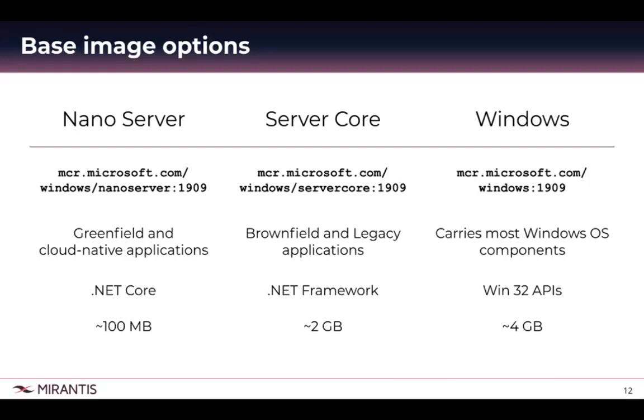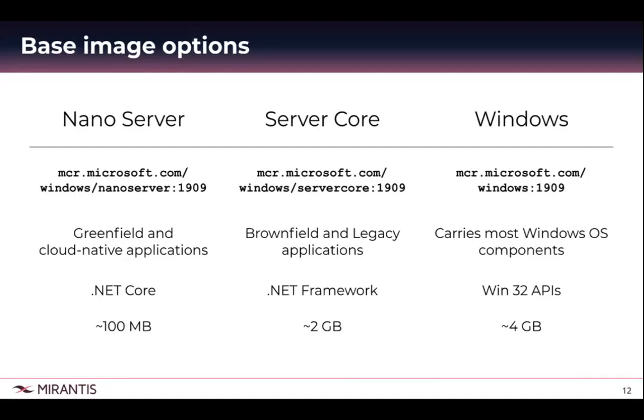We typically recommend sticking to whichever base image is going to result in the smallest container available. So while something may work in Windows as a base image, if it'll work in Server Core, we always recommend Server Core, and likewise down to Nano Server if it would run there. Keeps things nice, small, and efficient from an image perspective.